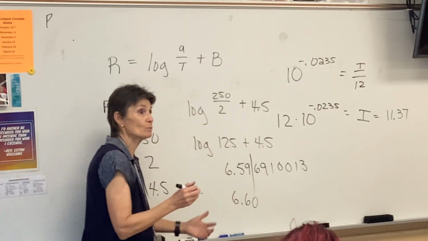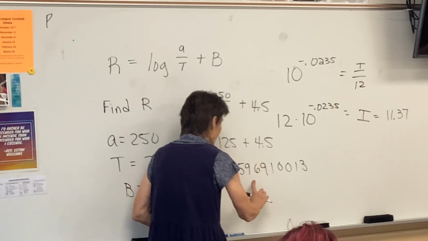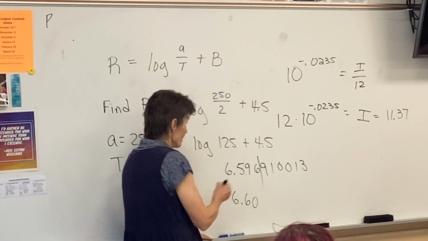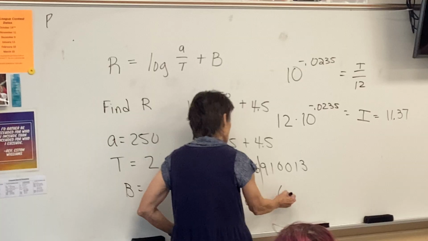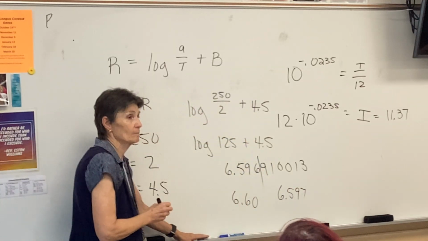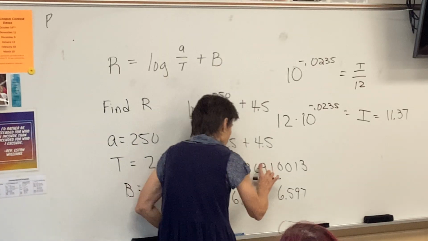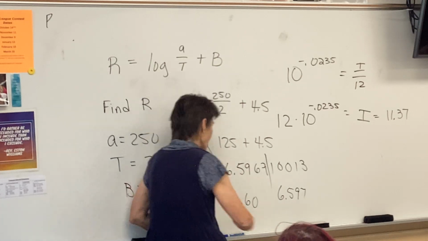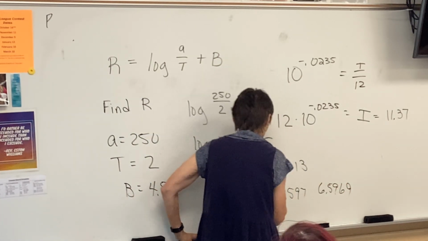If we were rounding to the 1,000th, then that is going to cause that to go up. So 6.597 if we're going to the 1,000th. If we're going to the 10,000th, it would just stay that way, so 6.5969.